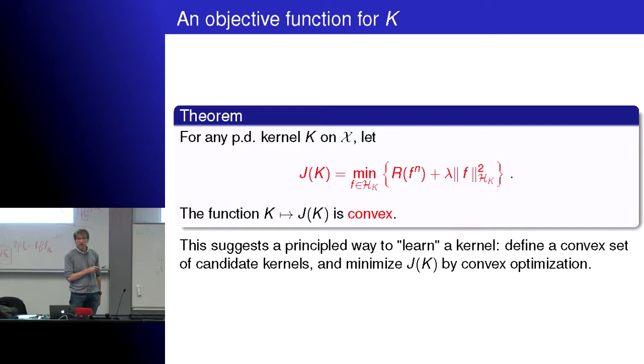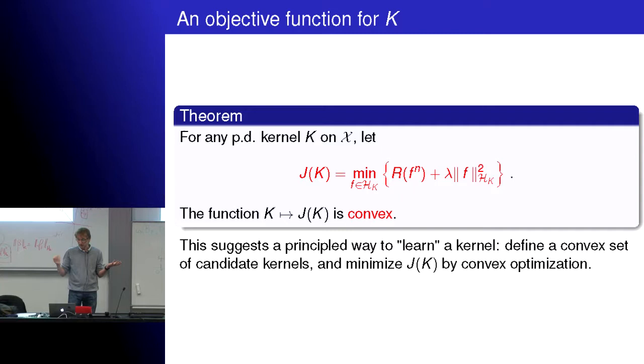Meaning that if you give me two kernel matrices, I can solve two SVMs and get two numbers at the optimum. If you make a linear interpolation between the two kernel matrices, you get a sequence of numbers. If you plot the value of the minimum between the two kernels, it would be convex. So this is a convex function of the kernel, and therefore you can use this objective function in order to optimize something about kernels.